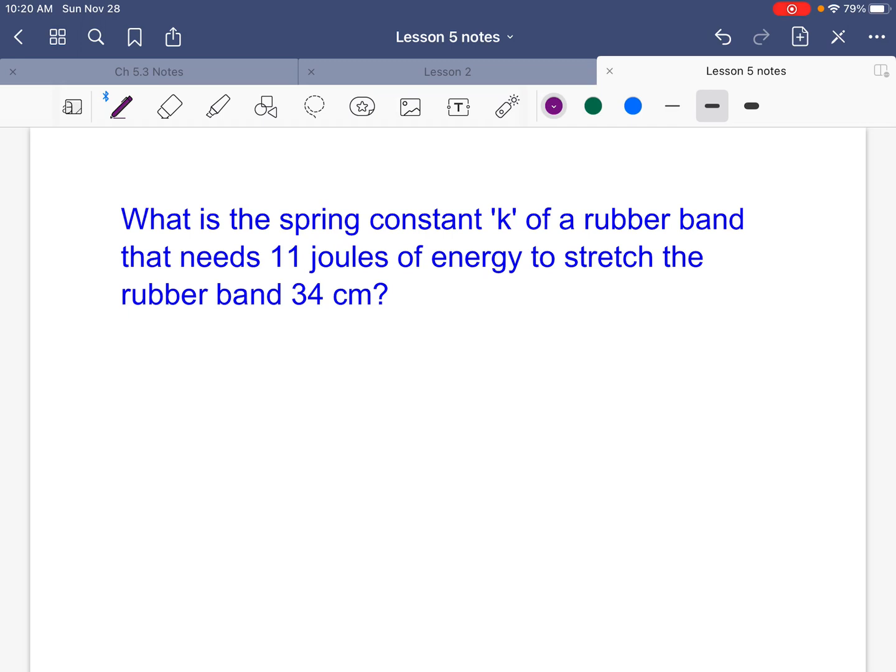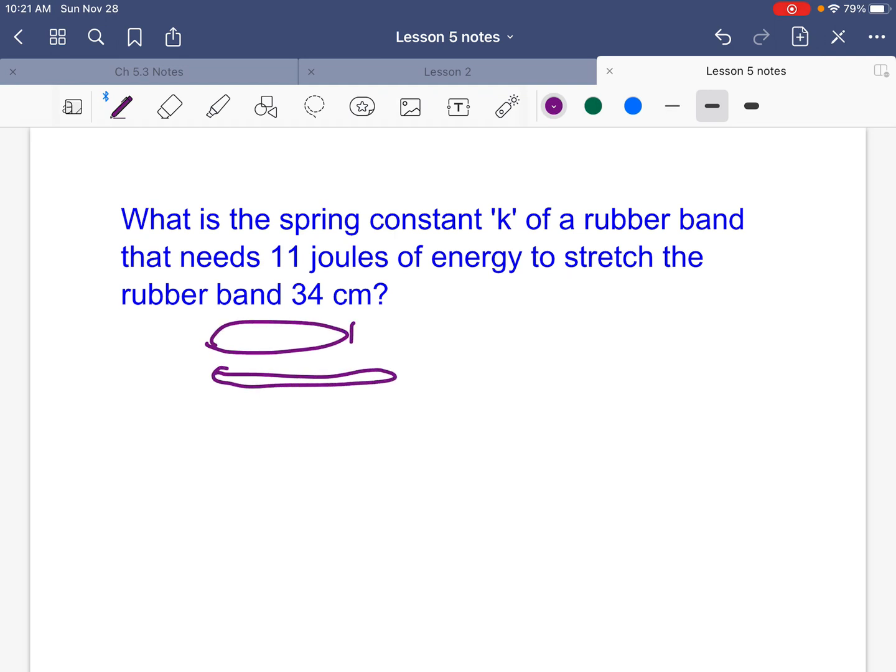Welcome to Physics 20, Work, Energy, Power, Lesson 5, the Work Energy Theorem. Now, as a warm-up and a review, what's the spring constant k of a rubber band that needs 11 joules of energy to stretch the rubber band 34 centimeters? Well, first thing you do is draw a picture.